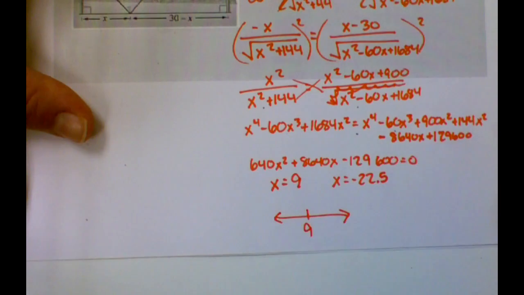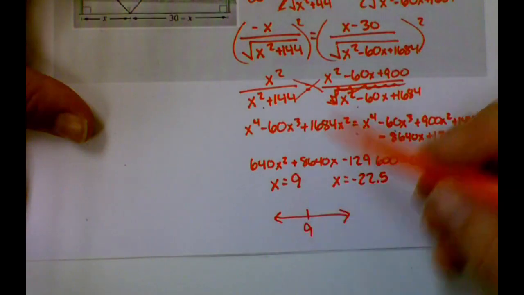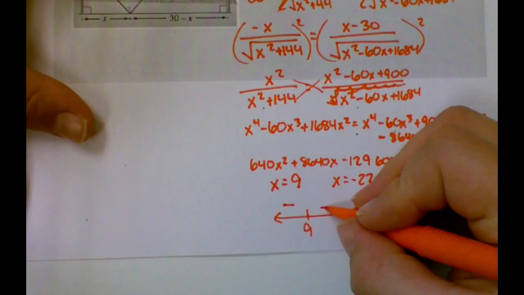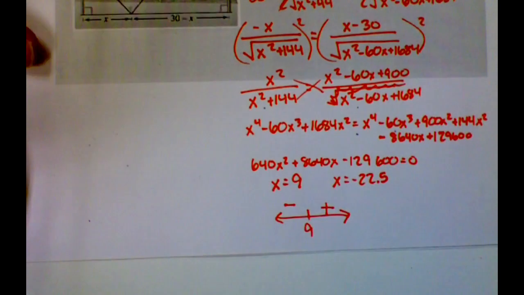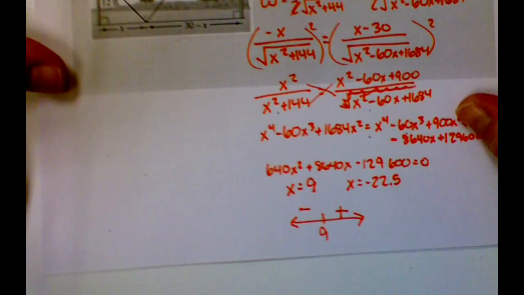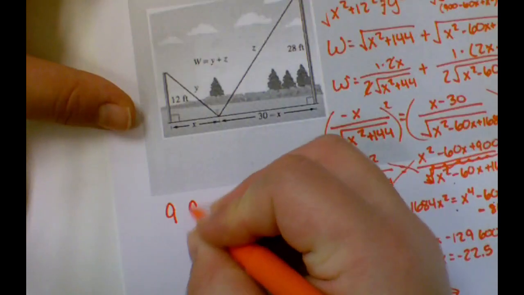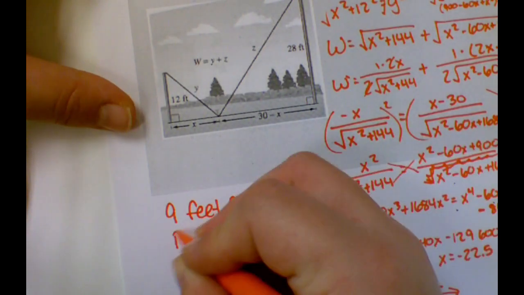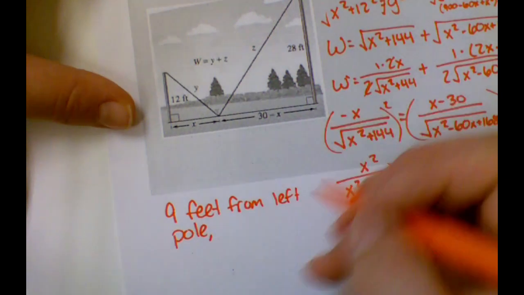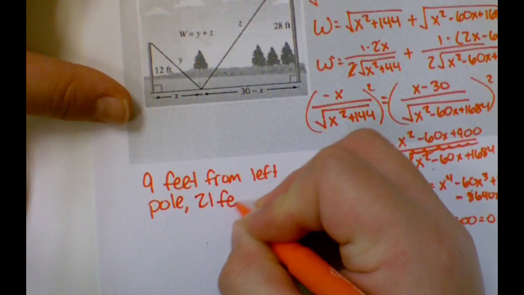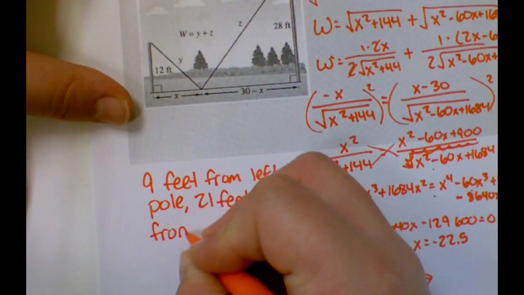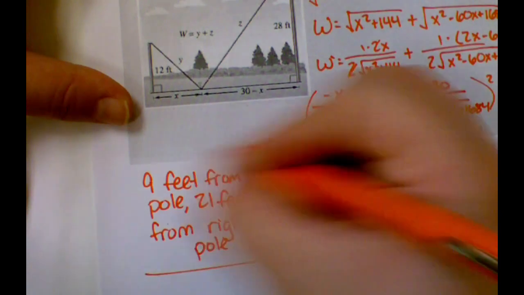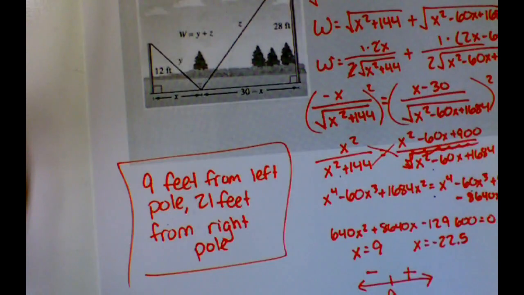Check in a number line. Well, on the left side of 9, my original derivative is negative. And on the right side of 9, my original derivative is positive. So 9 is my minimum. So my answer is 9 feet from the left pole, which means 30 minus 9, it is 21 feet from the right pole. There's the most efficient way to go about it.